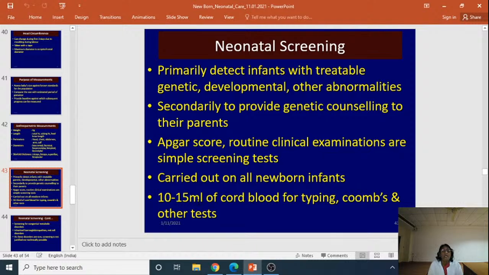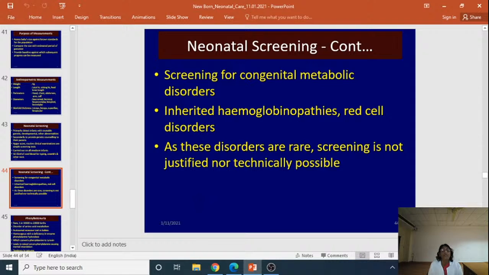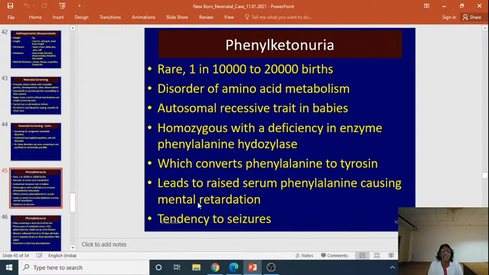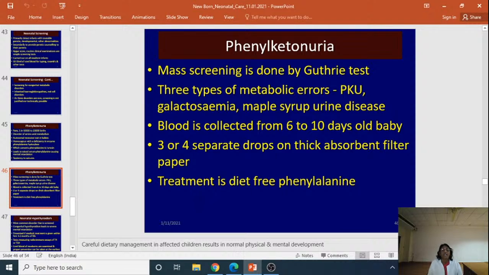Neonatal screening, I think I taught you all about the genetics. The genetics part plays a very important role. So here they collect 10 to 15 ml of cord blood for typing, Coombs test and other tests to screen for all abnormalities. They are also screened for metabolic disorders, hemoglobinopathies, then phenylalanine hydroxylase. It is very rare. I taught you all in genetics when I was taking a class on genetics in my first classes.